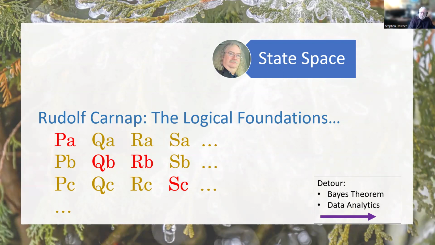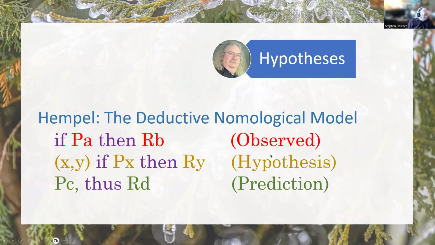That gives us a philosophy of science, if you will. Working on this theory, we got the traditional theory of science called the deductive nomological model. And you've seen this before, even if you didn't see the name before. And that's the idea that we see something in the world.